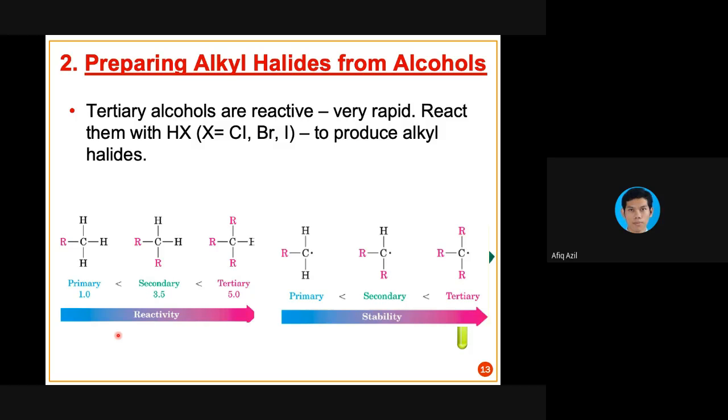In terms of reactivity, if you look here, the tertiary alcohol over here is the most reactive, and then secondary and primary. This is because of the stability of the free radical. Tertiary carbon free radical is more stable and reactive than secondary and then primary. Primary is the least stable.